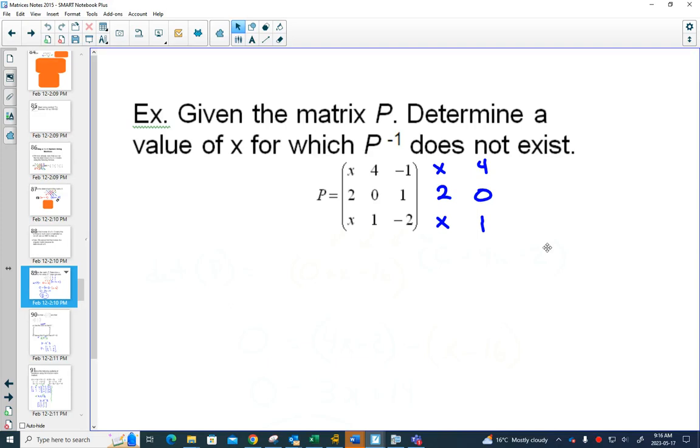So this is sort of a problem-solving application of knowing that if your determinant is 0, the inverse doesn't exist. So we set this one up, and it says, given this matrix, determine a value of x so the inverse doesn't exist. And what I'm going to do is find the determinant, set it equal to 0, and then hopefully I have an equation where I can solve for x.